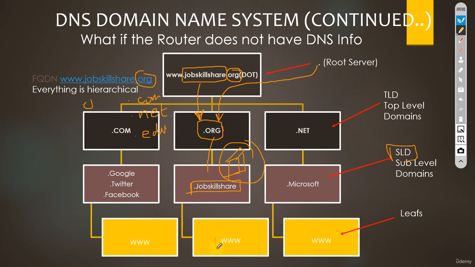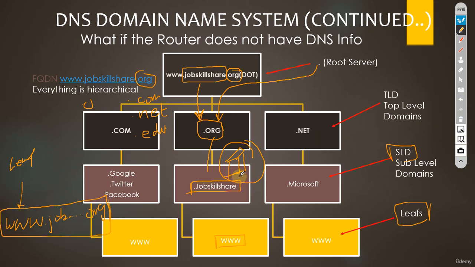And the first part, this is how we recognize this is the World Wide Web. This is a part of the World Wide Web, which is also known as the leaf. So if we combine www, which is the leaf portion, with the sub-level domain, that is jobskillshare, and then with the top level domain, which is org, that makes our URL.